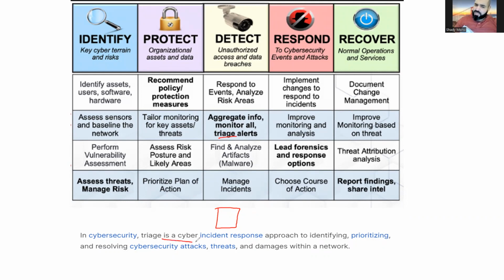Triage in the cybersecurity incident response approach is to identify, prioritize, and resolve cybersecurity attacks. So the tier 1 and the incident response team do something called triage. What is triage, guys? Once I find out about an incident, I will not leave this incident without giving it a priority. Some incidents I give high severity, and some I give low severity. Why? Because high severity is really connected to how important and how critical this asset is.